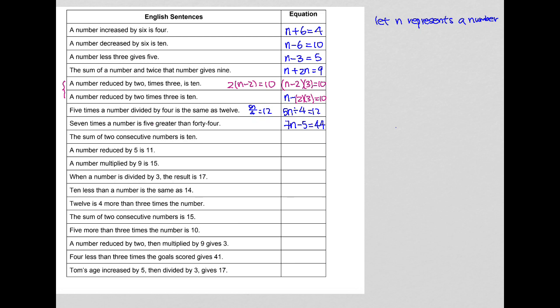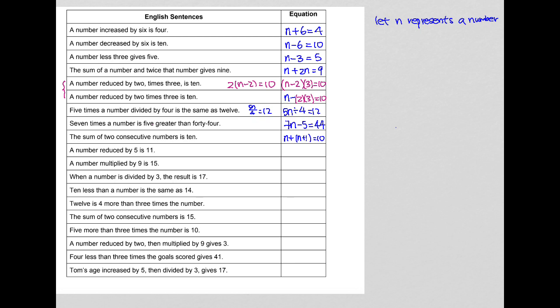The sum of two consecutive numbers is 10. Consecutive number means one after another. So if the first number is 2, the next number is 3. If the first number is 10, the next number will be 11. That means if your first number is 5, the next number will be 5 plus 1, which is 6. That means if the first number is n, then the next number will be n plus 1, equals 10.